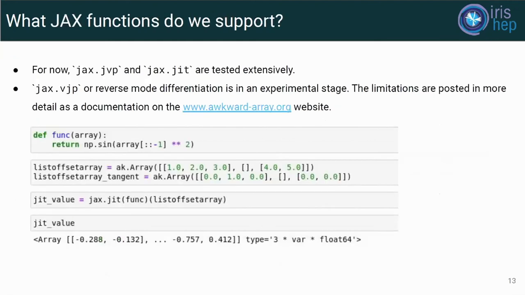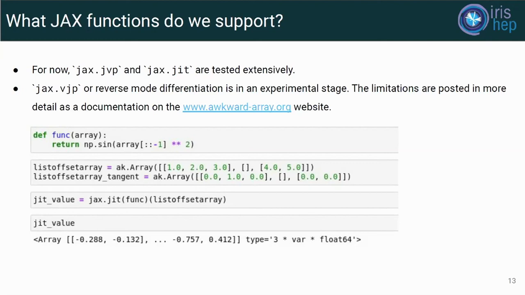Yeah. So what Jax functions do we support? Well, for now we support jax.jvp and jax.jet. They have been tested extensively, and they work for many cases, including scalars, ufuncs, and slices. However, VJP or reverse mode differentiation is at an experimental stage. Some things work, some things don't. The limitations are posted in more detail as documentation on the Awkward Array website.